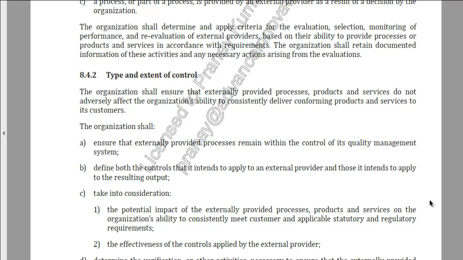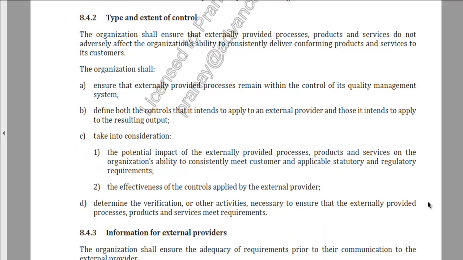The organization shall A. Ensure that externally provided processes remain within the control of its quality management system. B. Define both the controls that it intends to apply to an external provider and those it intends to apply to the resulting output. C. Taking into consideration 1. The potential impact of the externally provided processes, products, and services on the organization's ability to consistently meet customer and applicable statutory and regulatory requirements. 2. The effectiveness of the controls applied by the external provider.